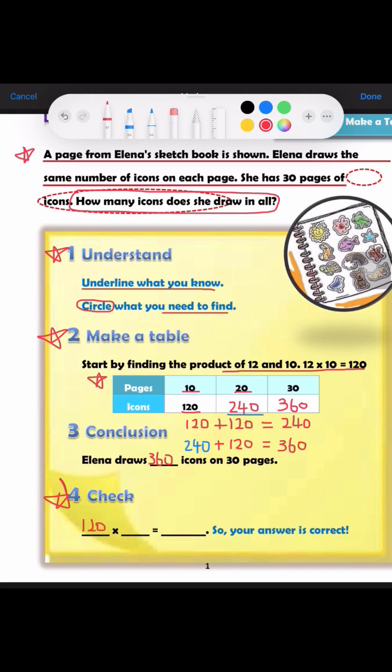If there are 10 pages, there will be 120 icons. So 30 pages, that means times 3. 120 times 3: 0 times 3 equals 0, and 2 tens times 3 equals 6 tens, and 100 times 3 equals 300. So the answer is 360.